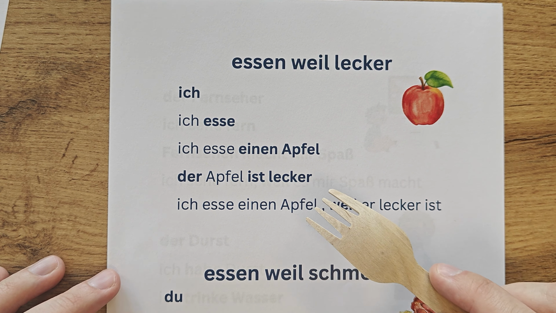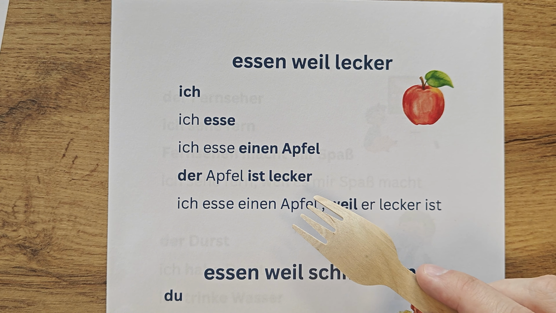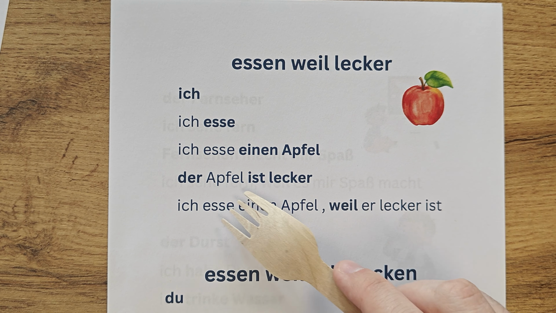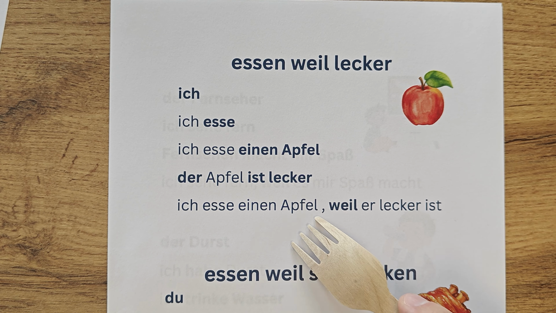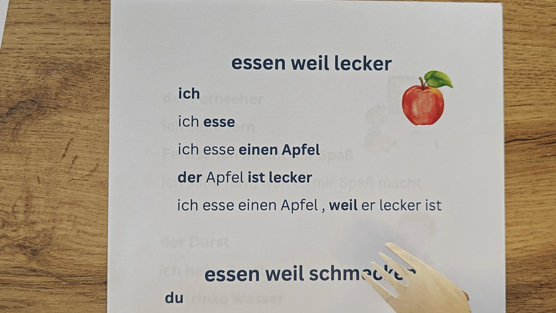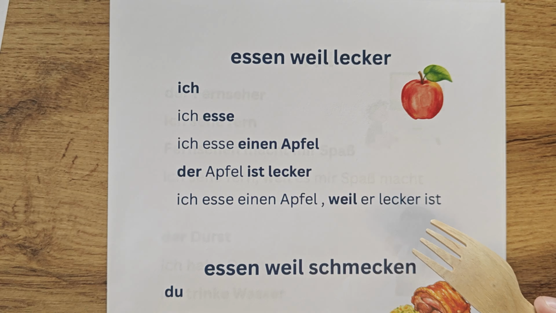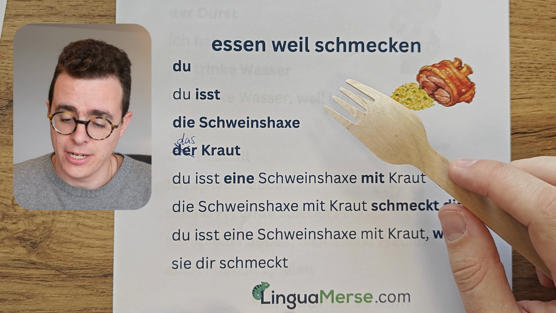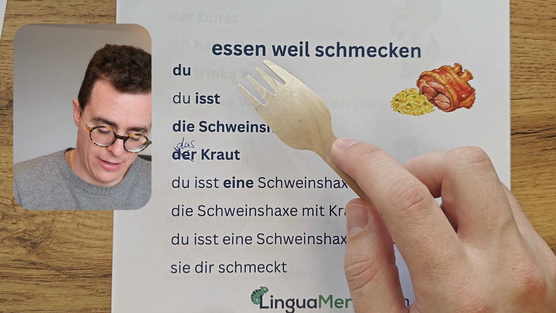If you want to use the word schmecken, which is another way of saying that something tastes good, so lecker is an adjective, you say der Apfel ist lecker, while schmecken is a verb, so it would be der Apfel schmeckt, and so you would say ich esse einen Apfel, weil schmeckt, or weil mir schmeckt, because it tastes good to me. Okay, the next example here actually uses schmecken, so we have essen weil schmecken, eat because it tastes good.